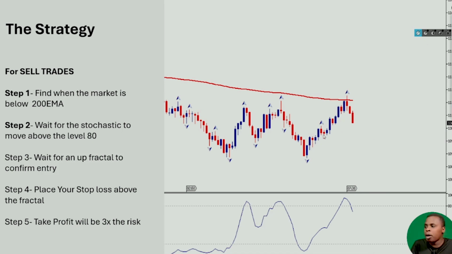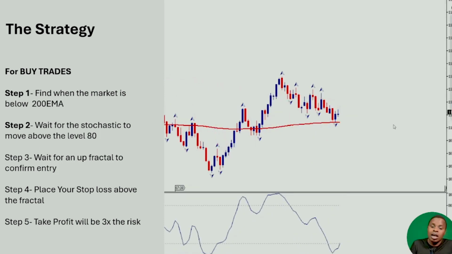Just to wrap up, step number one, find when the market is below the 200 EMA. Step number two, wait for the stochastic to move above level 80. Make sure you are using the stochastic with the settings that I showed you. Step number three, wait for an up fractal to confirm your entry. Step number four, place your stop loss above your fractal. And step number five, take profit should be three times the risk.